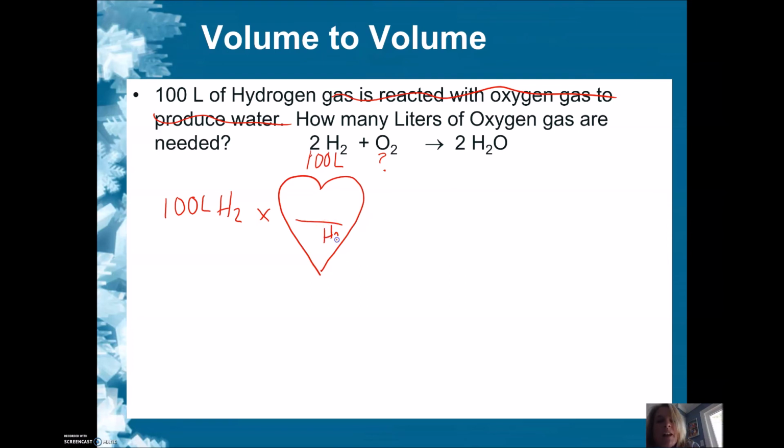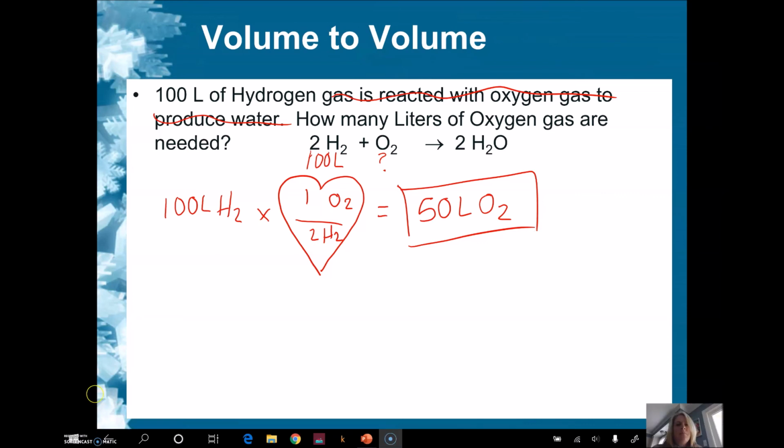Hydrogen goes on the bottom. We're trying to find oxygen, that goes on top. Oxygen doesn't have a number in front. Remember, that's just 1. The hydrogen has a 2. So we're going to take 100 and multiply by 1, divide by 2. Right? That's like multiplying by half. And we get 50 liters of oxygen gas. See? Volume to volume. That's so easy.